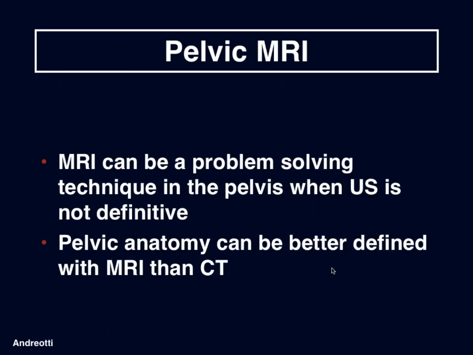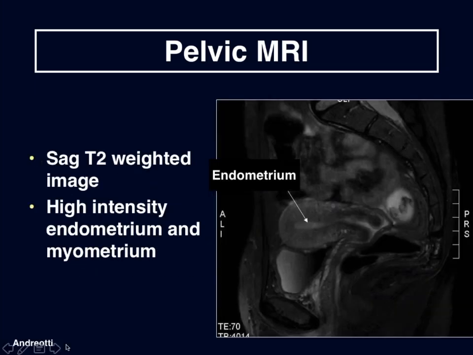So, and then there's MRI, and this can be used as a problem-solving technique in the pelvis when ultrasound is not definitive. And pelvic anatomy can be better defined with MRI than CT. So the anatomy is also best defined using T2 weighted images on MRI.